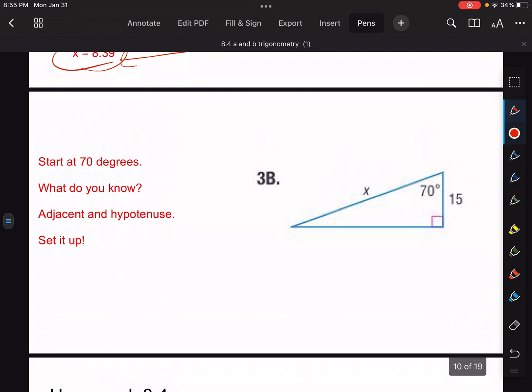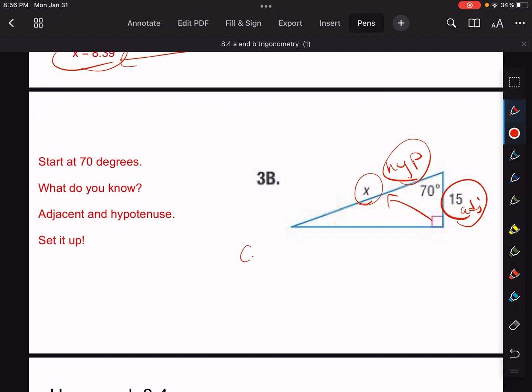For 3b, it says start at 70 degrees. Okay, we're looking for x. X is the, hopefully you can name that as the hypotenuse. From 70 degrees, this is my adjacent. Okay, so which trig function deals with adjacent and hypotenuse? That would be the cosine. So I could say the cosine of 70 degrees is equal to adjacent, which is 15, over hypotenuse, which is x.